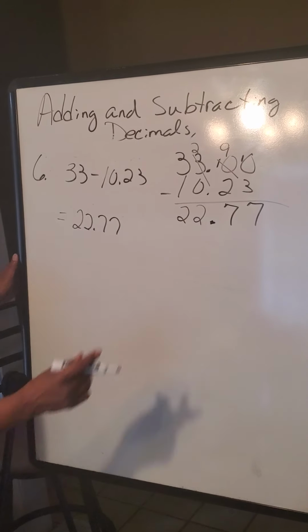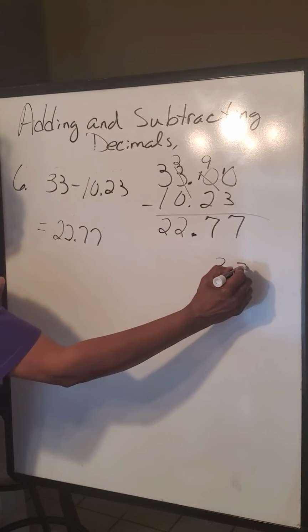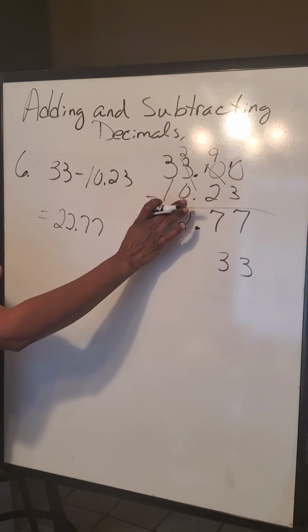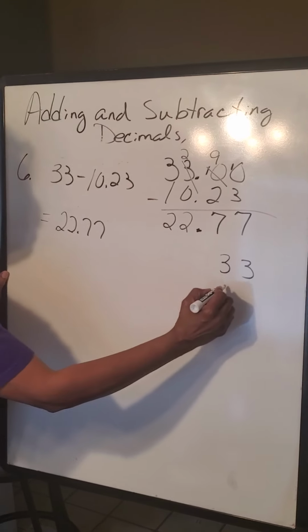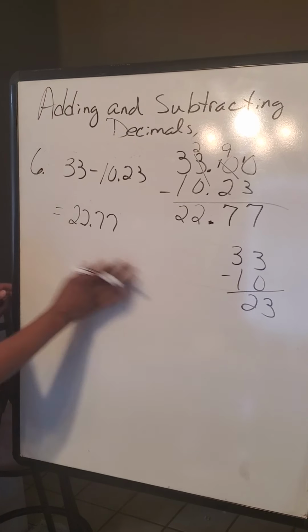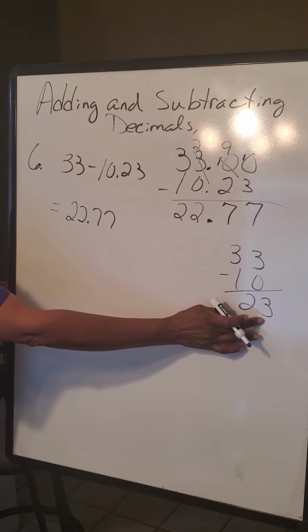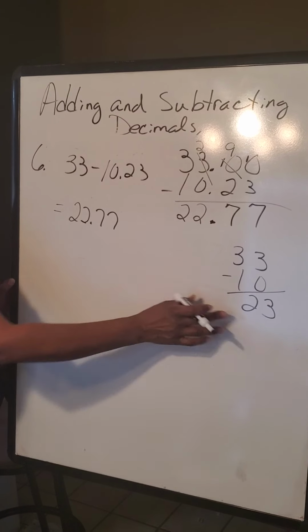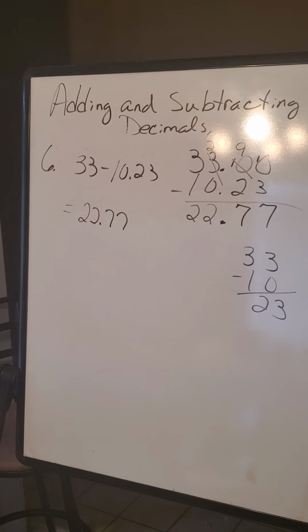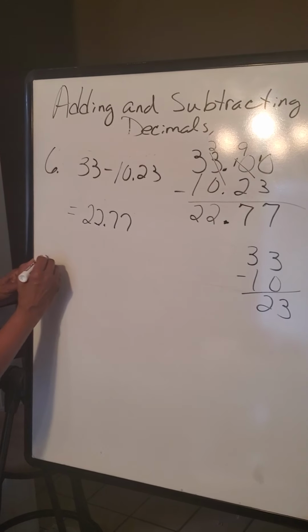Now for my estimated answer, I'll have that 33. That's 10.23. That 2 is not enough for me to increase that, so that becomes a 10. When I subtract, I get a 23. 22.77 is real close to 23, so my answer is reasonable. My estimated answer is 23. The exact answer is 22.77.